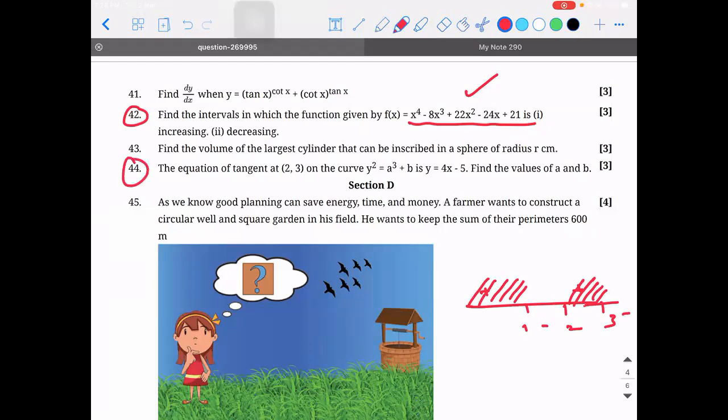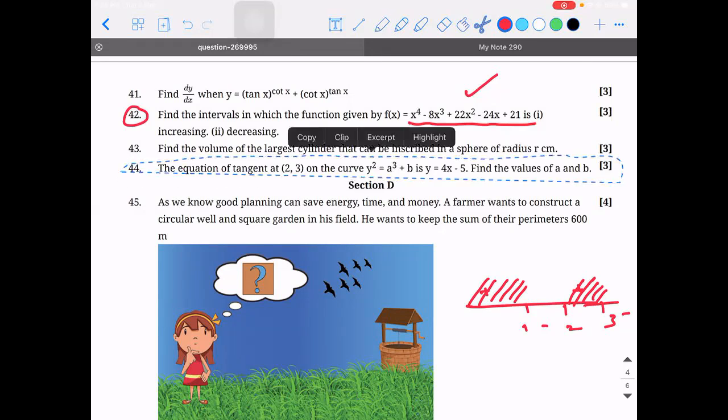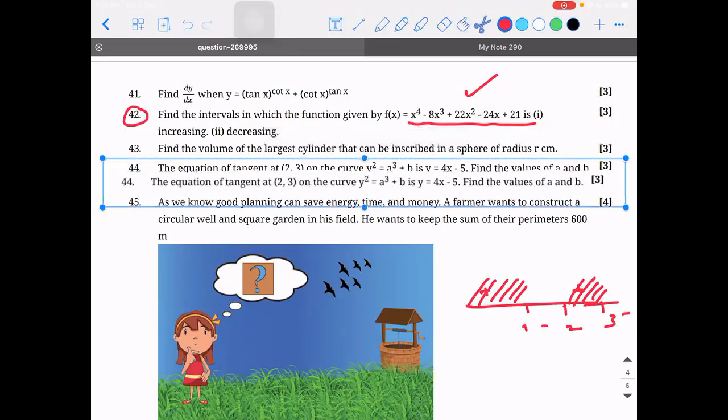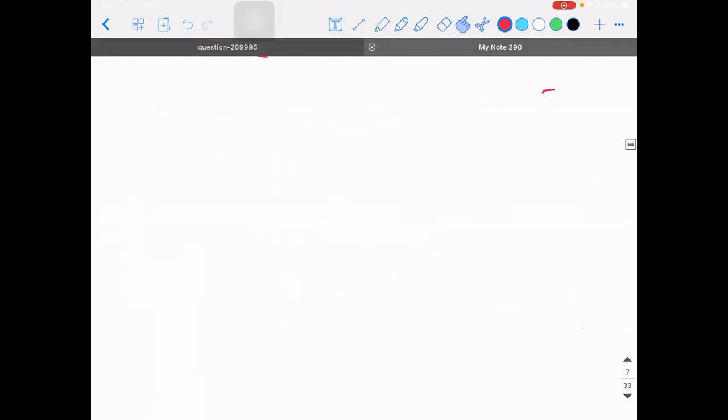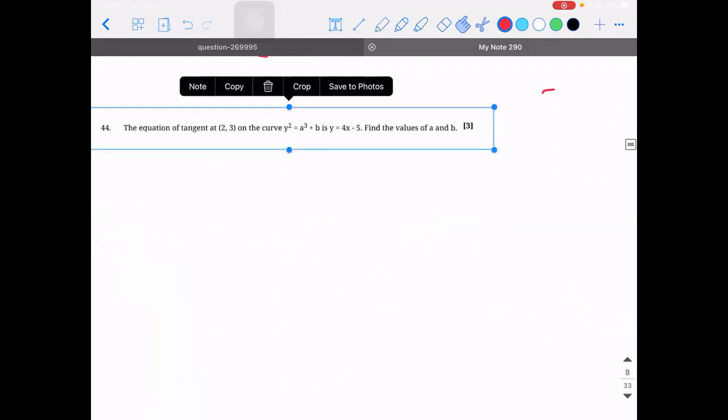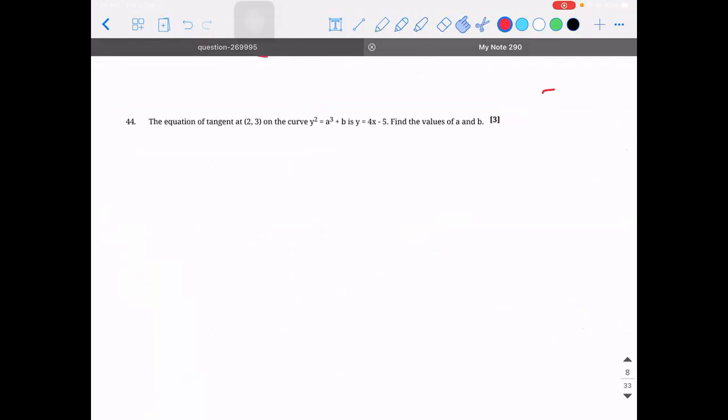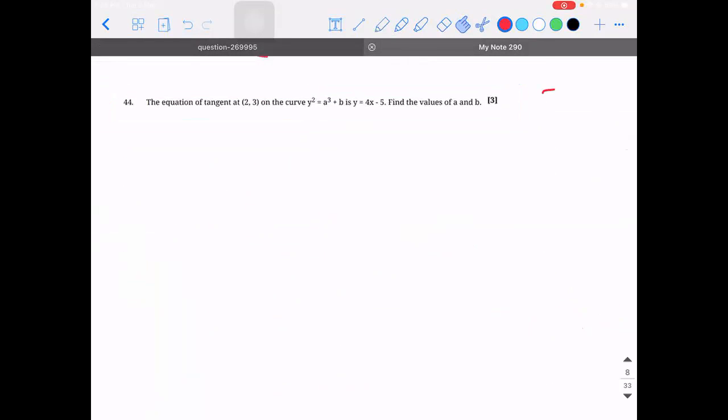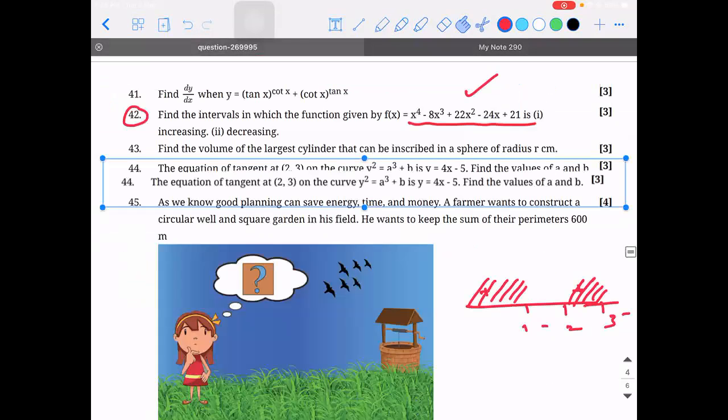Let's try the 44th. I think it's something interesting. Let's do. The equation of the tangent at 2, 3 on the curve y square is equal to a cube plus b is y is equal to 4x minus 5. I think there is something missing in the question. y square is equal to a cube plus b, it is a constant.